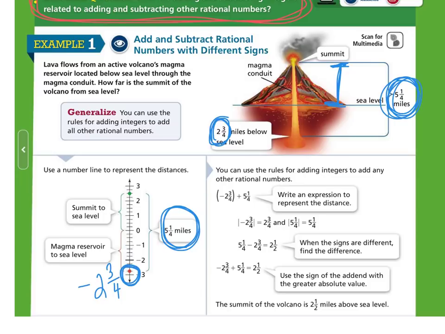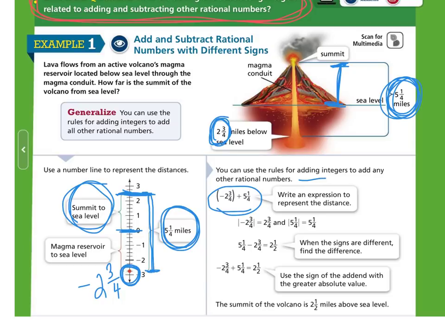From negative 2 3/4 on the number line, a distance of 5 1/4, so going up here to 5 1/4, what we're looking for is what is this distance here between the summit and sea level. So how far do I have to go on my number line to get from 0 to where that 5 1/4 miles would end up being after I travel that distance to the summit from that reservoir? So what we actually have here is an addition problem. You can see that right here.